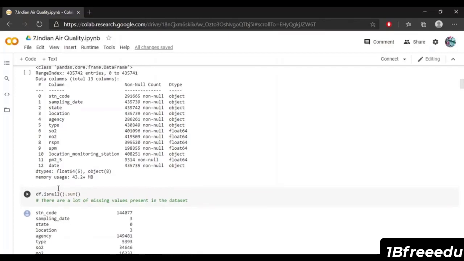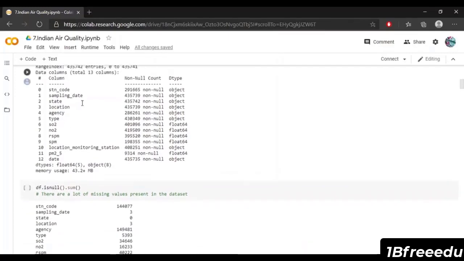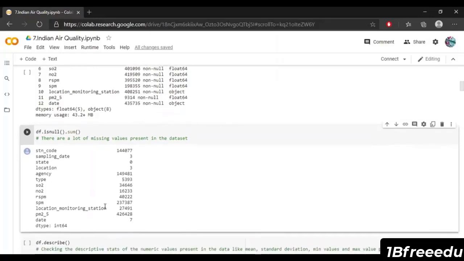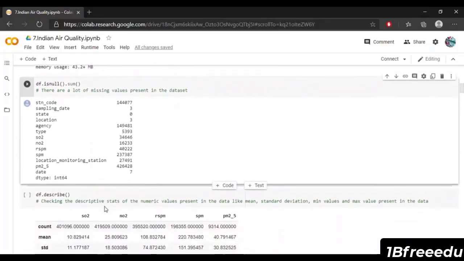As we saw earlier, I told you that in this particular column, sampling date, there are only 3 missing values or null values, and it will show the total number of missing values. As you can see, the sampling date has 3 missing values. The station code has 1,44,077 missing values, and so on. And as we saw earlier, PM2_5 has a lot of missing values present in this particular column. And so this is what df.isnull().sum shows. It gives us a clear picture of all the missing values present in the data set.